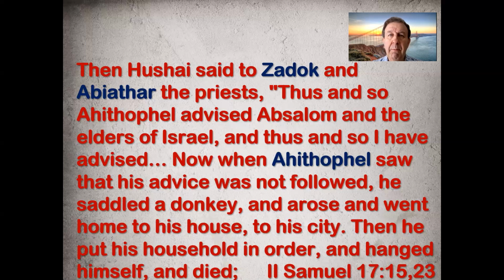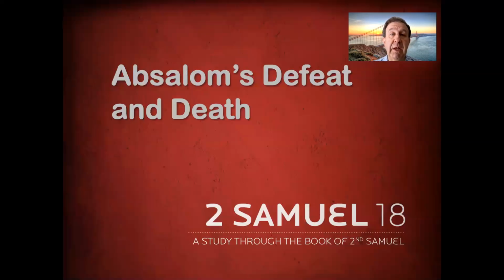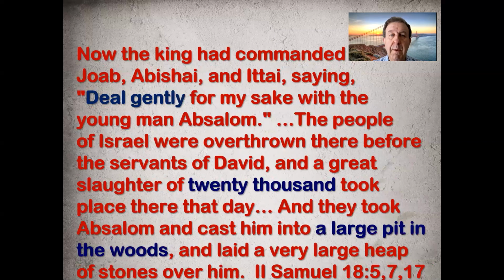Now, the battle comes about after Absalom gets to this land of Gilead. And we see here in the next chapter Absalom's defeat and his death. Now, the king had commanded Joab, Abishai, and Ittai, saying, "Deal gently for my sake with the young man Absalom." So we're going to stop right there for now.